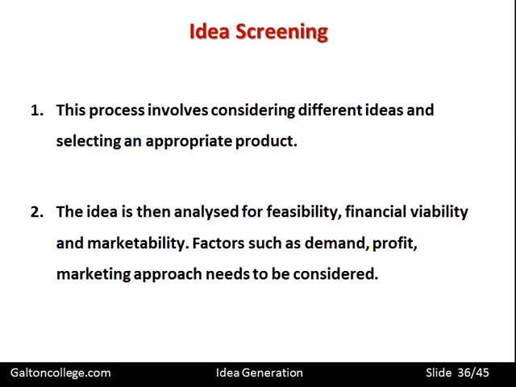The idea is then analysed for feasibility to see if it can be done, and also financial viability and marketability. There's no point in making a product if they think they're not going to make money out of it, if it's not going to be viable. So factors such as demand, profit, the marketing approach needed, and all sorts of issues need to be considered. So it's not just a question of selecting a good idea, but the good idea should be commercial.